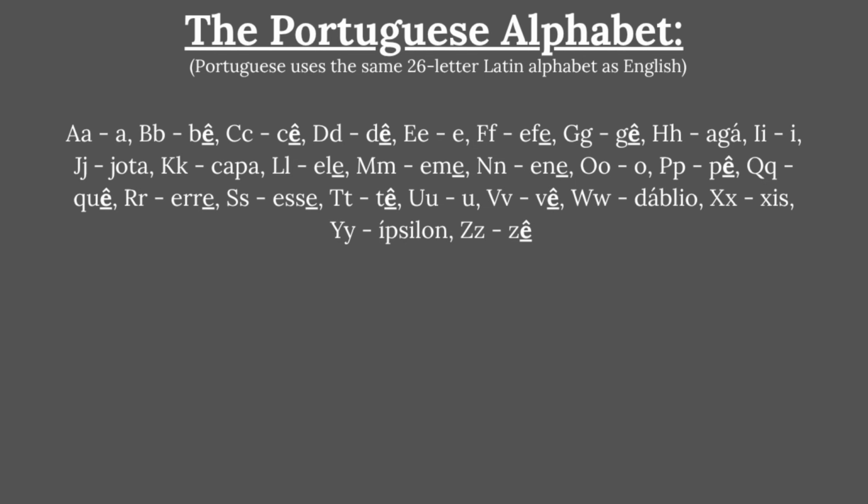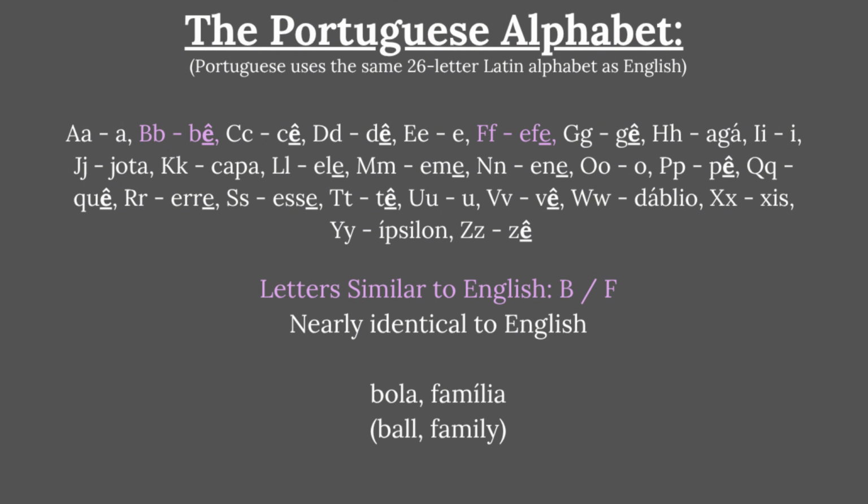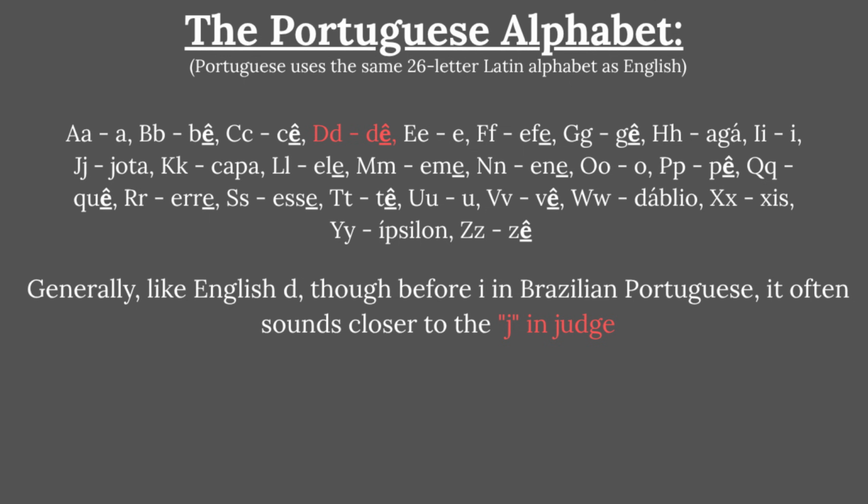Several letters sound the same as in English, like B and F, in the words bola and família, meaning ball and family. However, some letters can deviate in pronunciation, like D, which in Brazilian Portuguese sounds closer to J in judge. An example is the word dia, meaning day, so it's something to learn about the dialect.